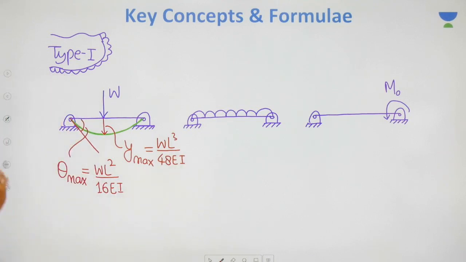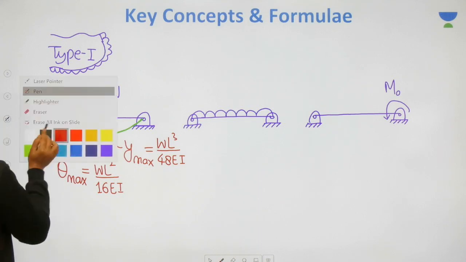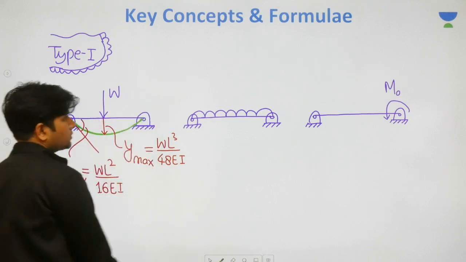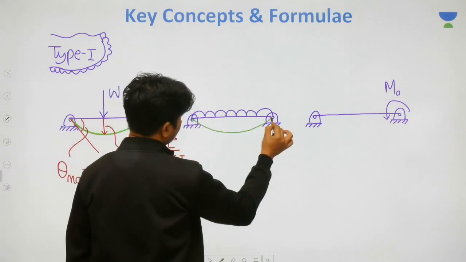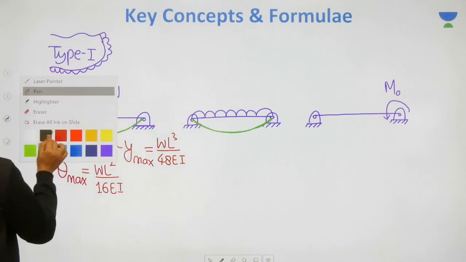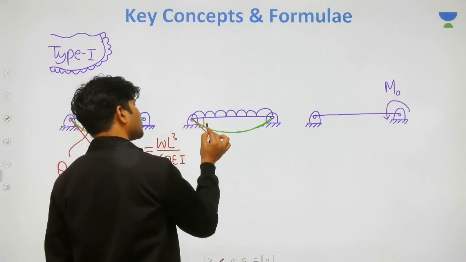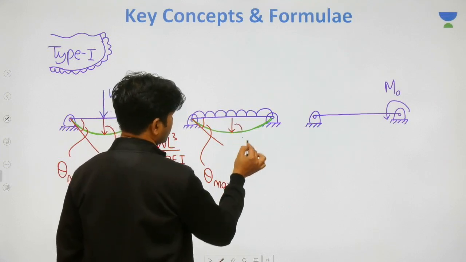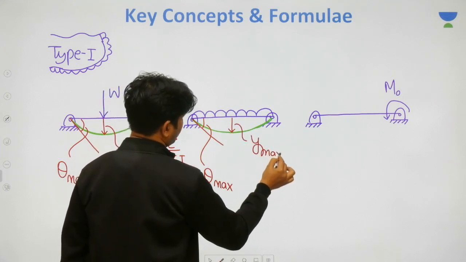Now, what about a simply supported beam subjected to UDL throughout? This is also going to sag downward like this. And once again you have maximum slope available here, and you have maximum deflection available here at the midpoint.